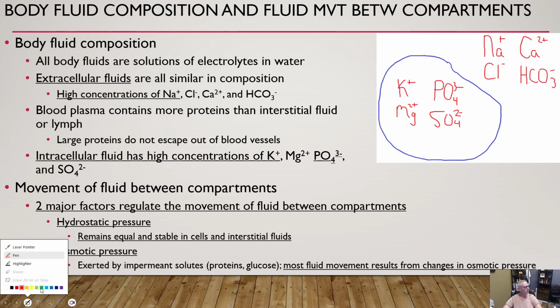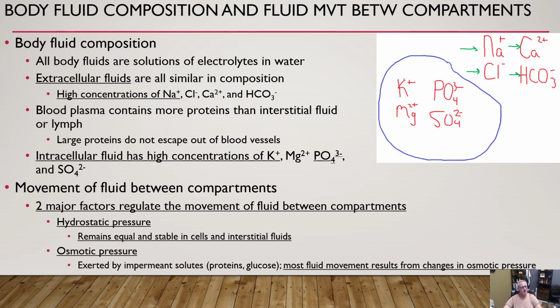I'll change my pen color here. So you can see that there's a higher concentration of sodium outside of the cell. There's a higher concentration of chloride outside of the cell. There's a higher concentration of calcium outside of the cell. And there's a higher concentration of bicarbonate outside of the cell compared to inside of the cell. And I guess I should say that that blue circle is a cell.